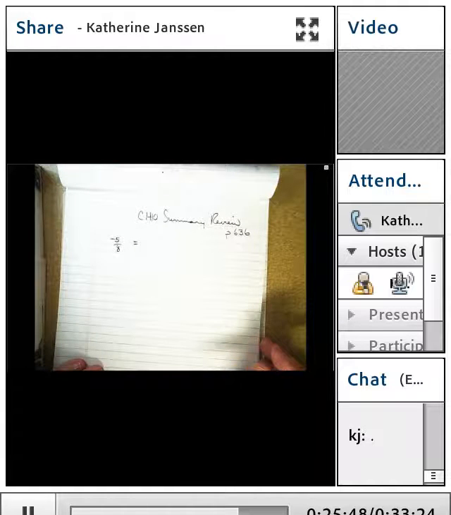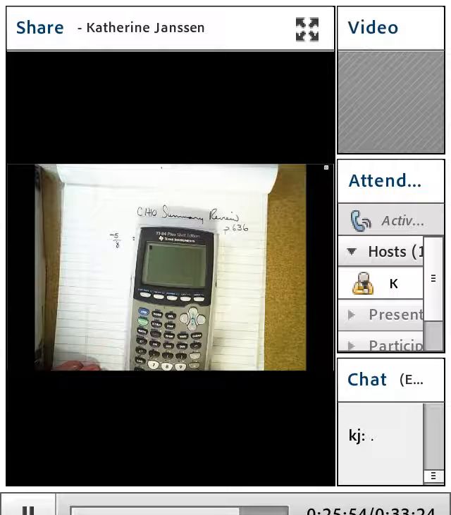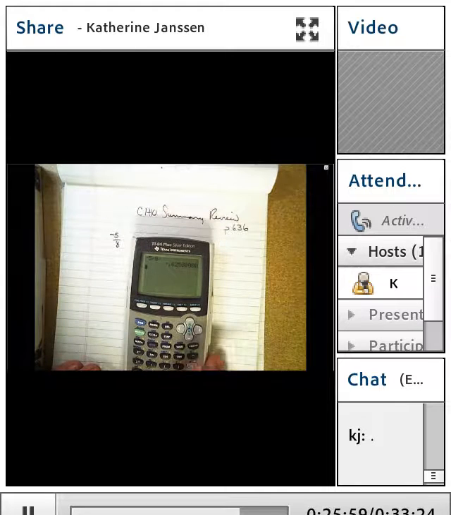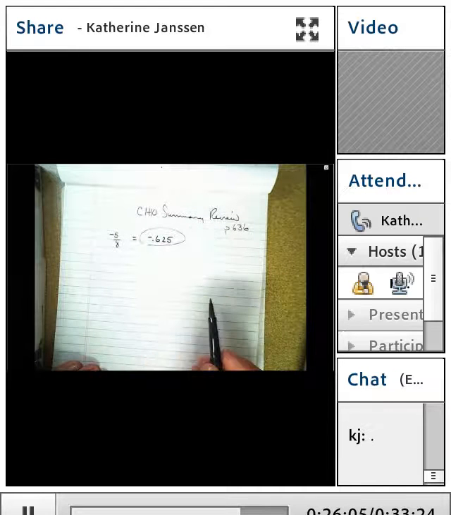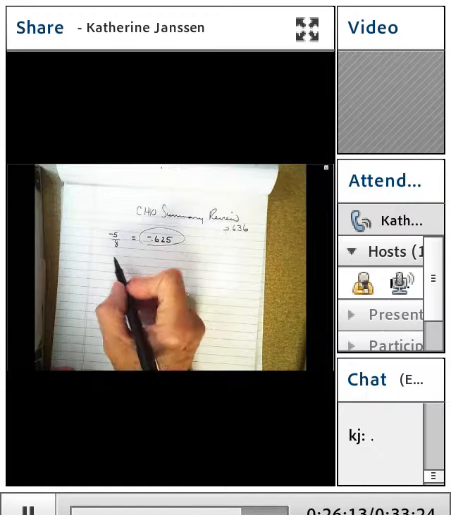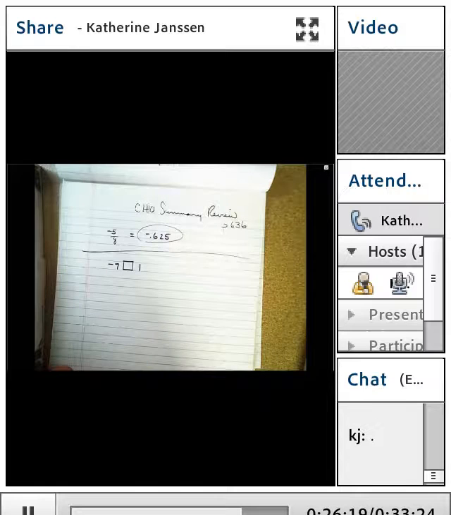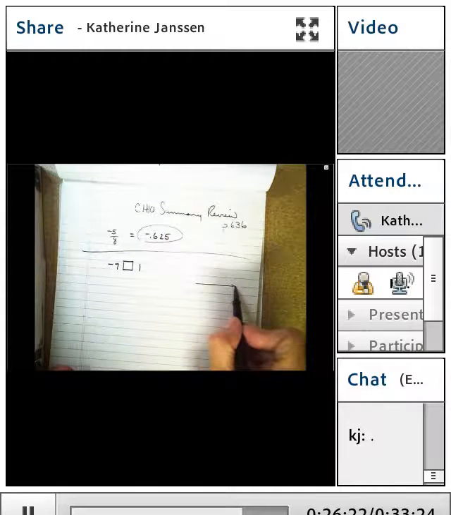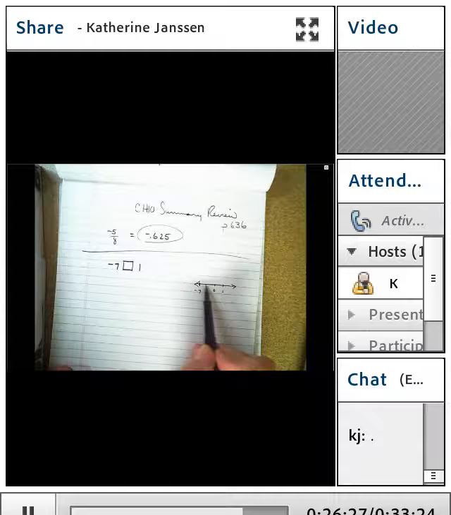So I'll use my calculator. -5 divided by 8 is -0.625. We're asked to find the relationship of -7 as it compares to 1, greater than or less than. Now my number line, 0, 1, -7. -7 is to the left of 1, so -7 is less than 1.